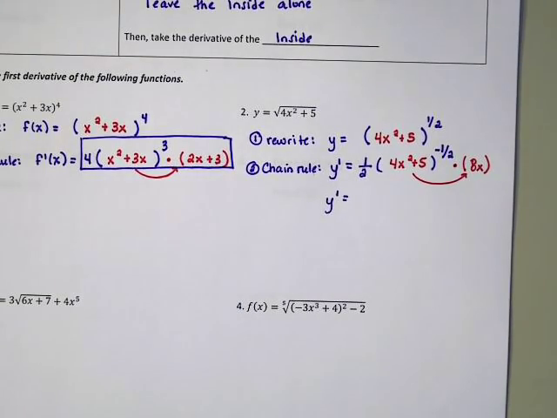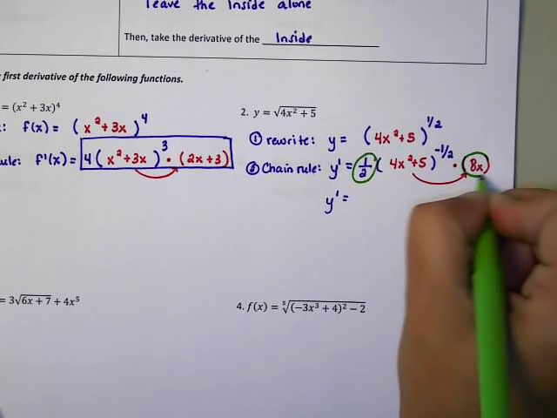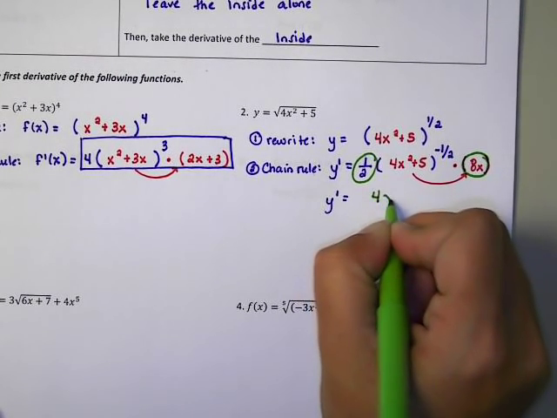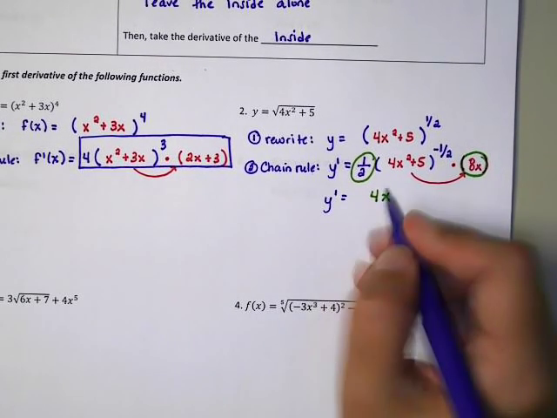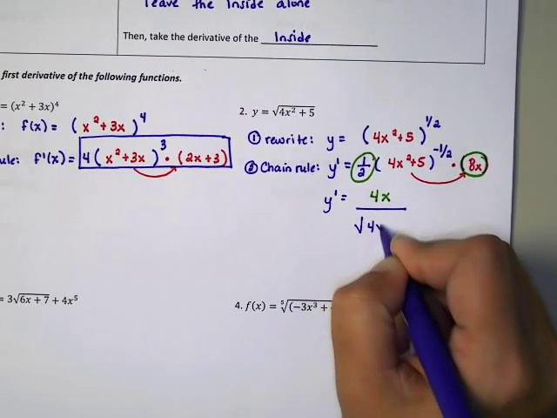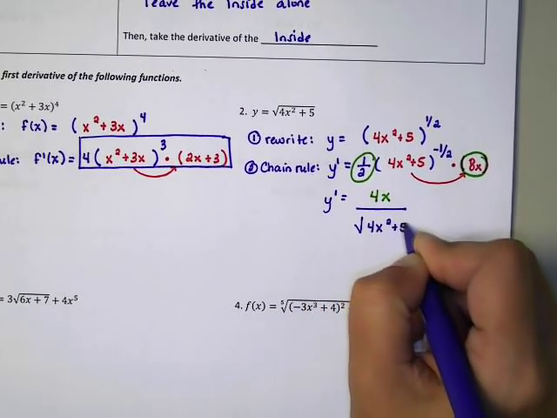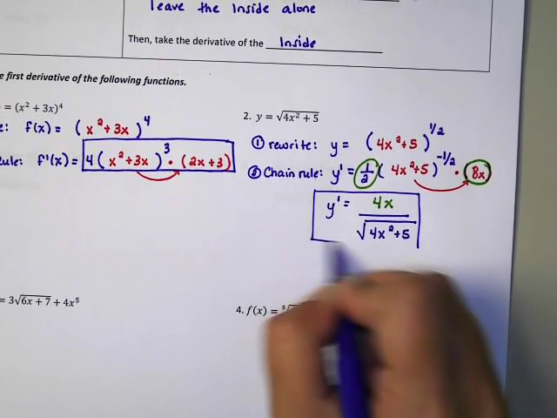So I'm going to do 1/2 times 8x. So 1/2 times 8x gives me 4x. And I'm going to move this negative 1/2 power to the denominator. So the denominator here would be the square root of 4x squared plus 5, just dropping it down to the bottom. And that would be my simplified answer.